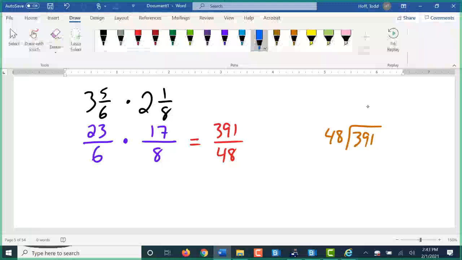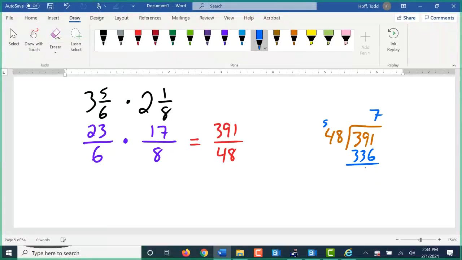48 goes into 391. Let's try 7 times. 7 times 8 is 56. So 5. 7 times 4 is 28. 5 is 33. 91 minus... 6 is... 5. Oh, it could go more than 7 times.